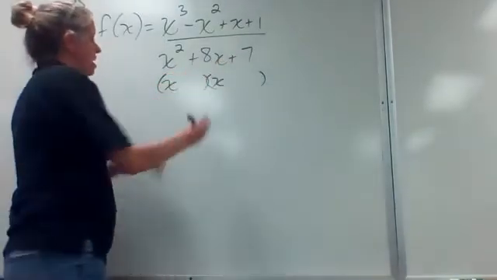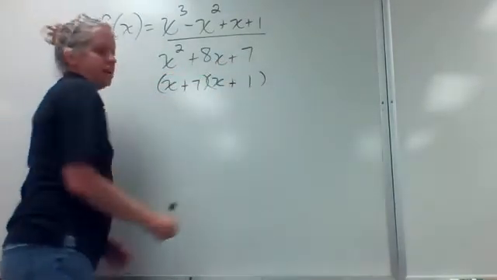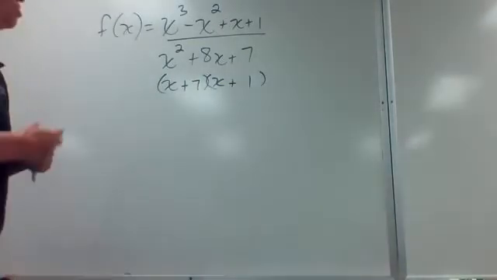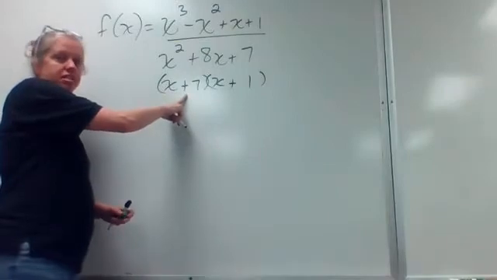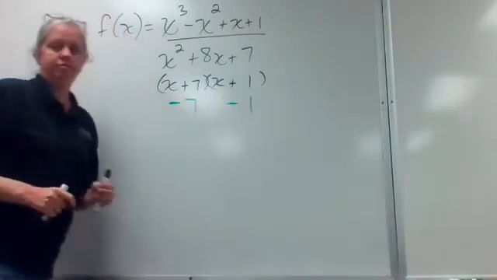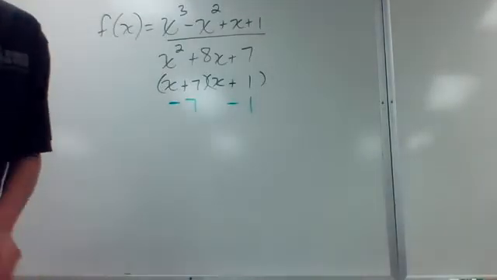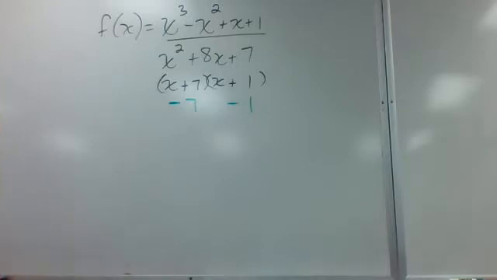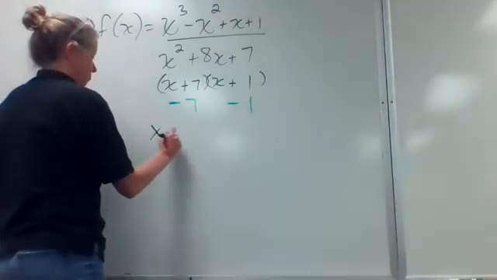Factors of 7 that add to 8 would be +7 and +1. So if those are the factors, what would the zeros end up being? It's -7, -1. So the first part of this one wants you to write it as x can't equal what? And then after that, we're going to write it in interval notation. So what can x not equal?